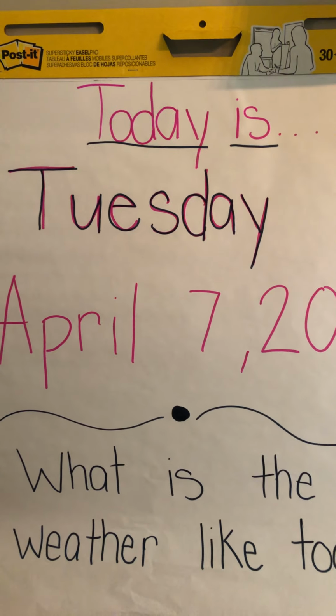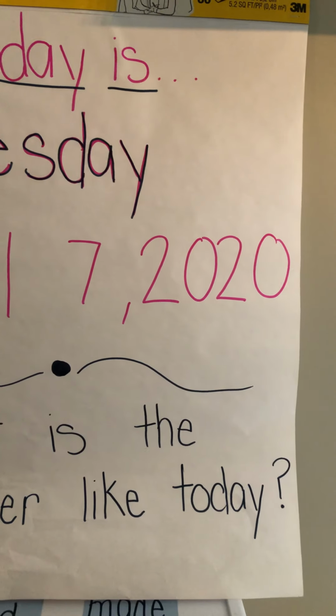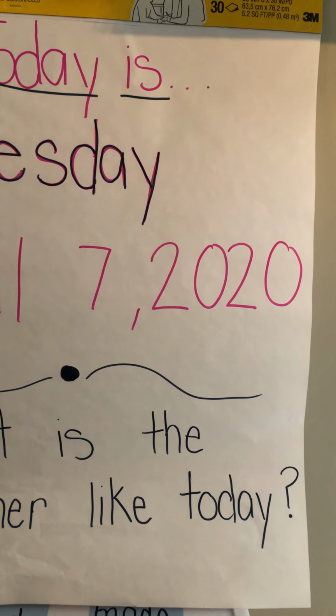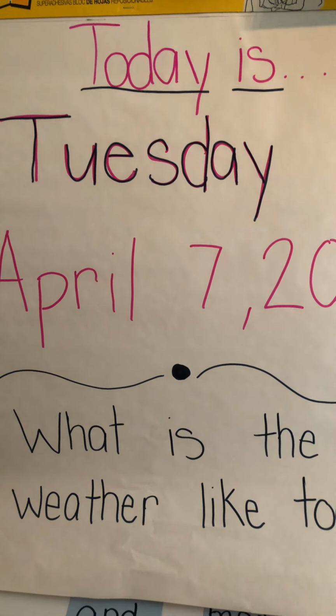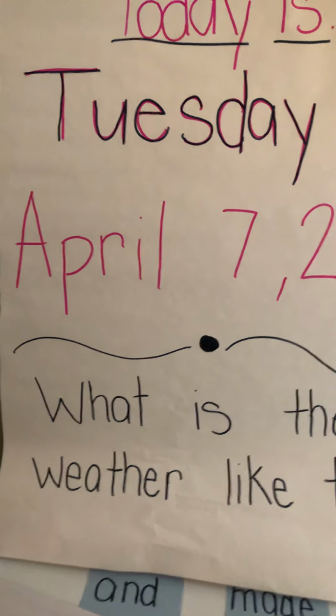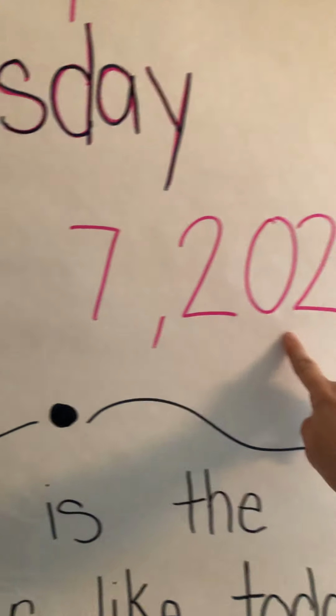today is Tuesday, April the 7th, 2020. Now I want you to remember what that looks like. Remember how I wrote the month first, and then our day, and then our year.